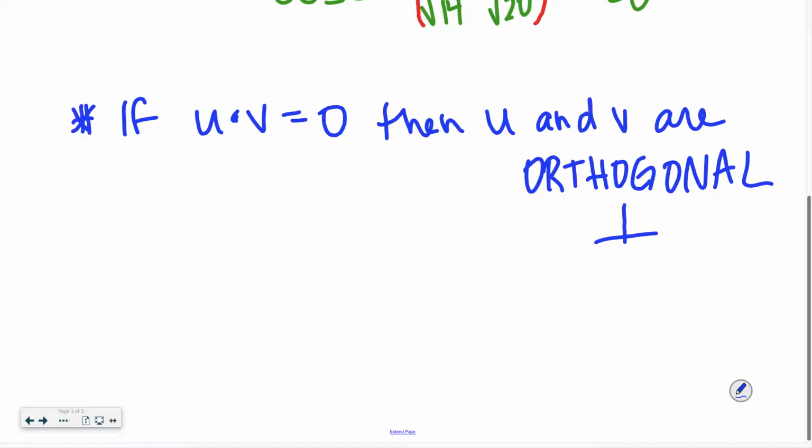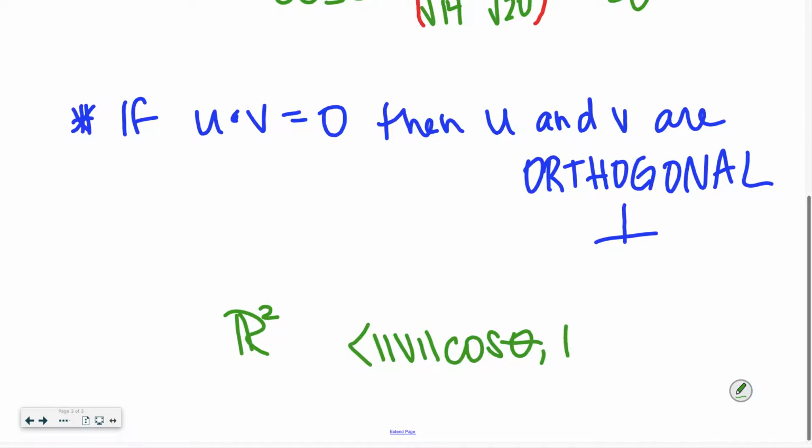Okay. When we were in 2 space, don't write this down, but we could write the magnitude of our vector times the cosine of the angle to break down the horizontal component, and we could write the magnitude times the sine of our angle for the vertical component.